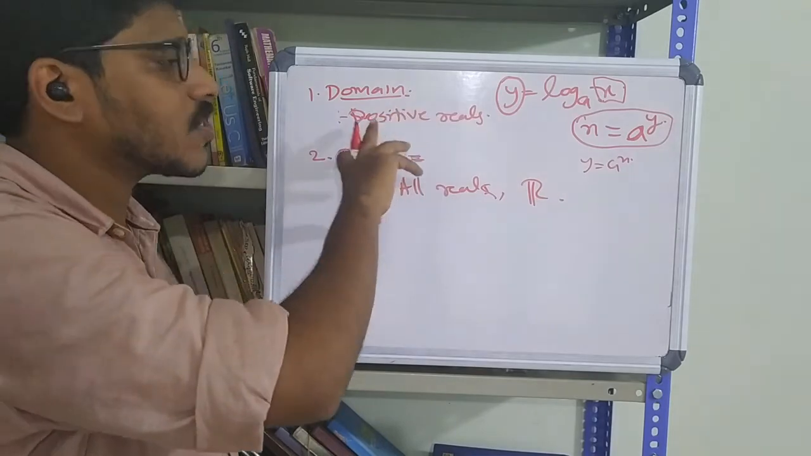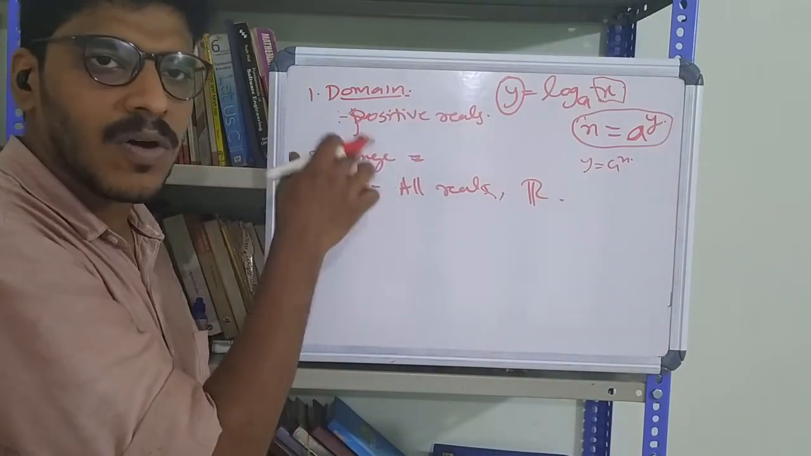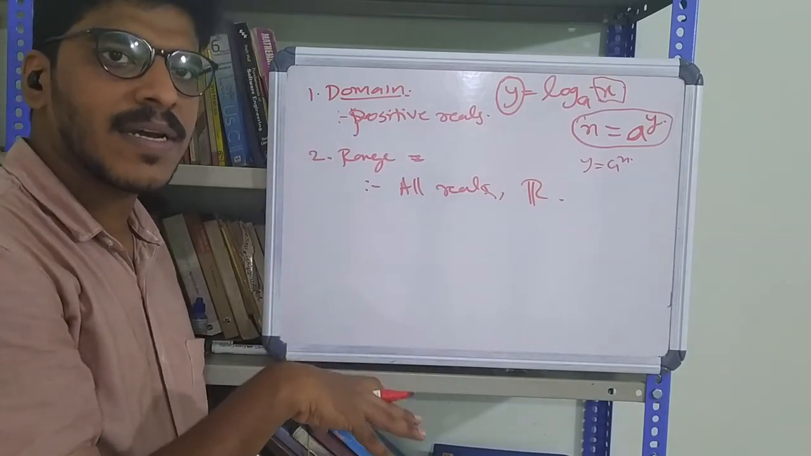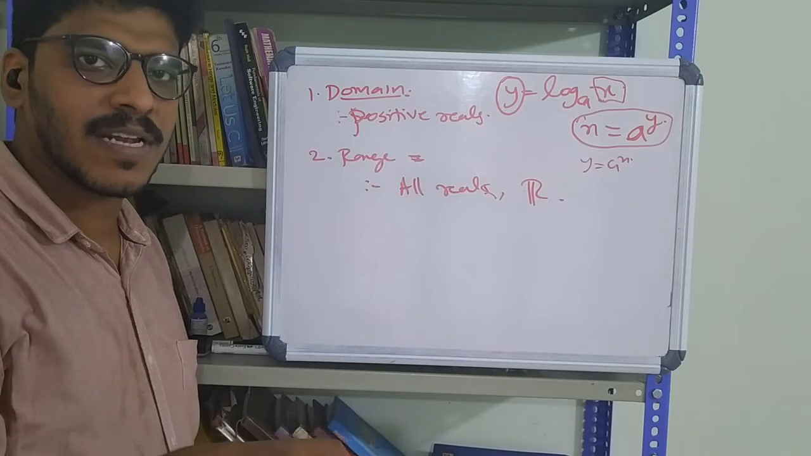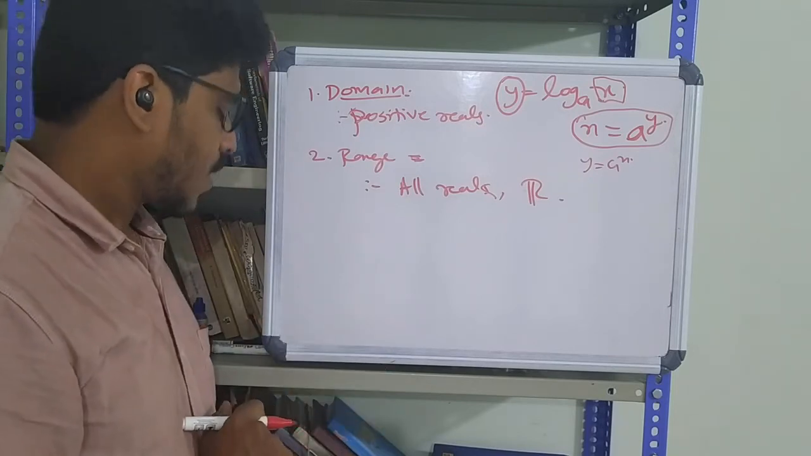This is exactly the opposite of the exponential case, where the exponential function had domain as all real numbers and range as positive real numbers. But for the logarithmic function, the domain is the set of all positive real numbers and the range is all real numbers.